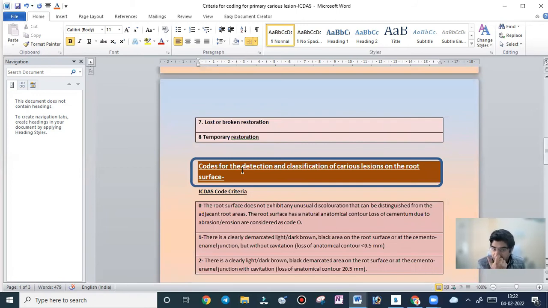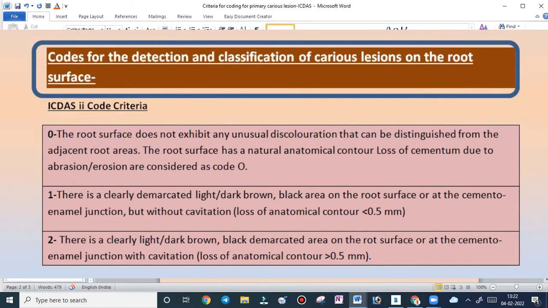ICDAS score for the classification of carious lesion on the root surface. So the score 0, that is the ICDAS 2 code criteria. For 0, the root surface will not exhibit any unusual discoloration that can be distinguished from the adjacent root area. The root surface has natural anatomical contour. There is loss of cementum. Abrasions are considered as code 0.